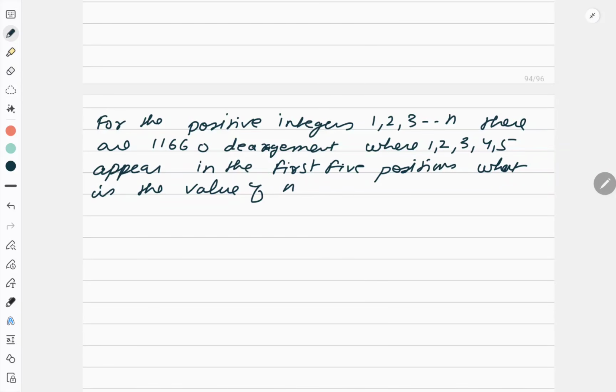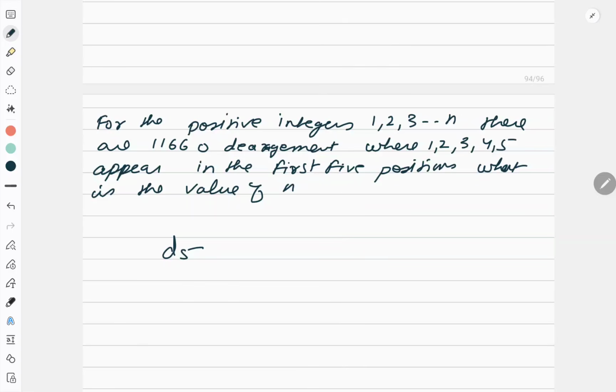Okay, so the next question is: for the positive integers 1, 2, 3 up to n, there are 11660 derangements where 1, 2, 3, 4, 5 appear in the first 5 positions. What is the value of n? Now what they are saying is that 1, 2, 3, 4, 5 can be deranged in the first 5 places in D5 ways. First 5 positions, and we are doing derangement, so that is D5 basically.